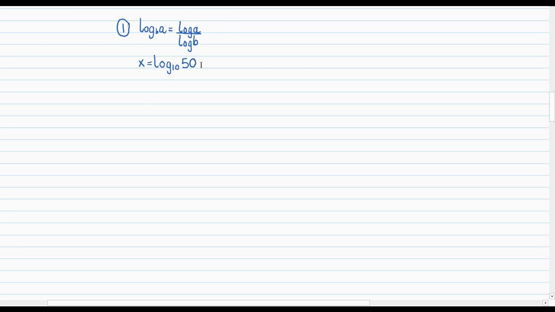x equals log 50 base 10, meaning log 50 over log 10. Now we finally have something we can type into our calculator. You should have a log button on it somewhere. Then you just set up a fraction and put the numerator as log 50 and the denominator as log 10. And you get the value as 1.69897, and it goes on. But to 3 decimal places, we get 1.699.